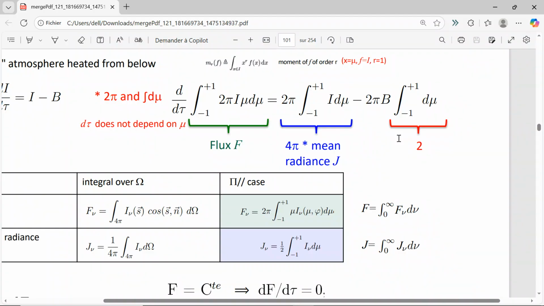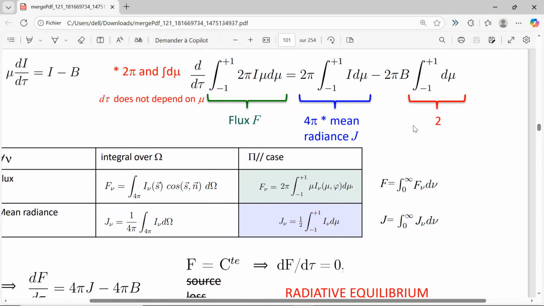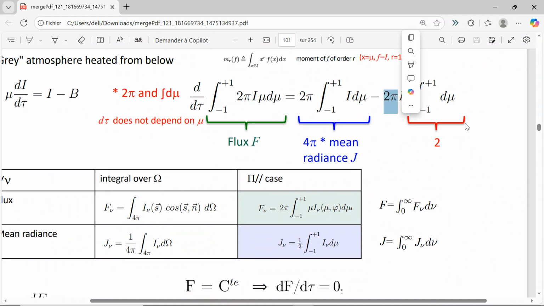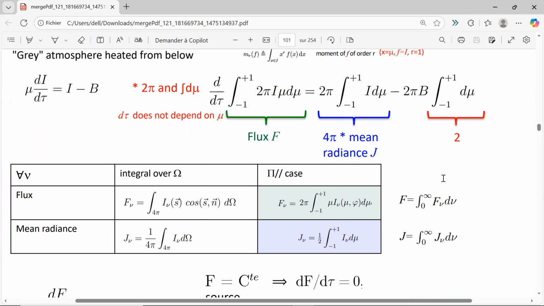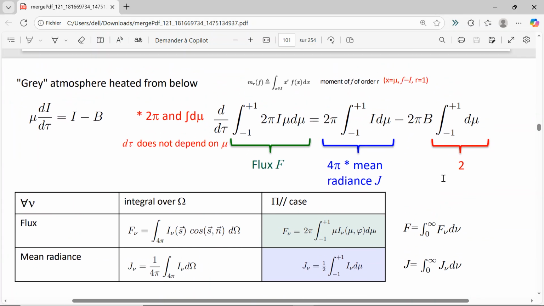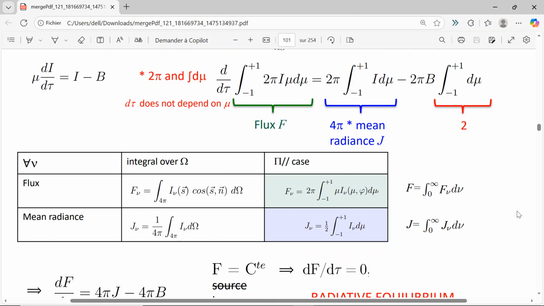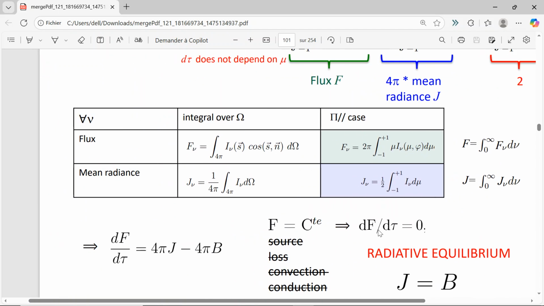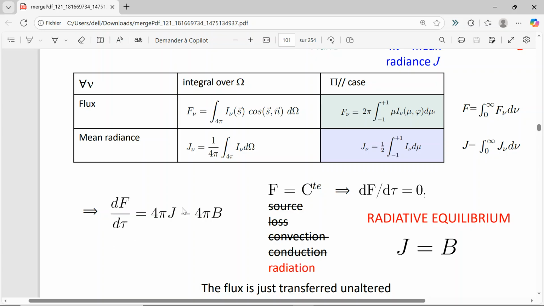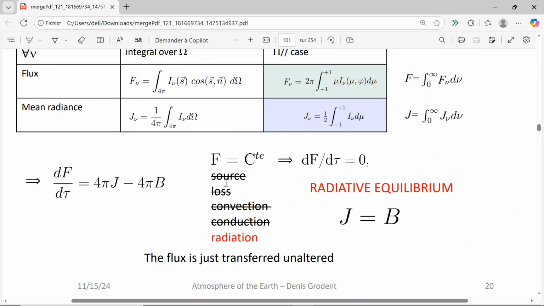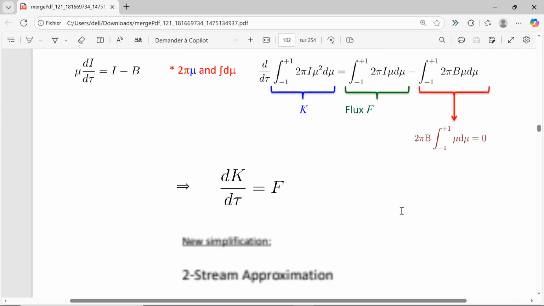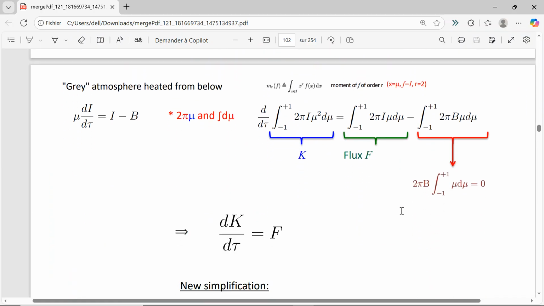On the right hand side you see what we call the mean radiance, 4 pi times the mean radiance appearing, and here you still have the blackbody emission B, which does not depend on the orientation. So finally, we write that the variation of the flux with respect to the optical depth is equal to this. We assume that the flux is constant, we don't have any source, any loss, no convection, no conduction. The flux is constant, leading to this radiative equilibrium. The radiance is equal to the blackbody emission.